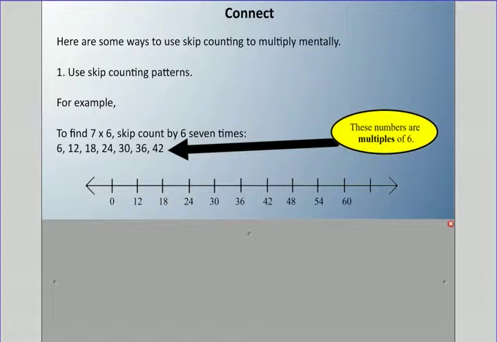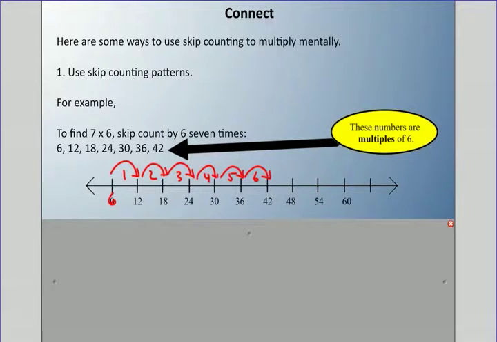For example, if we wanted to find 7 times 6, we could skip count by 6, 7 times, and we could do that by 6, 12, 18, 24, 30, 36, 42, etc. I've already noticed a mistake here. That should be 6. So where we're skip counting, we're going 6 to 12, 12 to 18, 18 to 24, 24 to 30, 30 to 36, and 36 to 42. So we have 1, 2, 3, 4, 5, 6 times we skip counted.